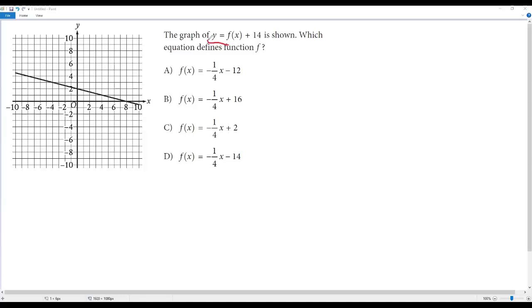So we have the graph for this equation. Actually, it's a line over here. So the equation of this line is defined in terms of f of x, and we have to find f of x equals what? Okay, so already we have the equation of the line here. So let's find the equation of the line from the graph.